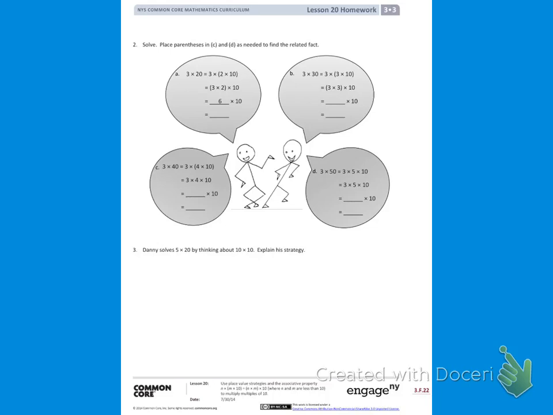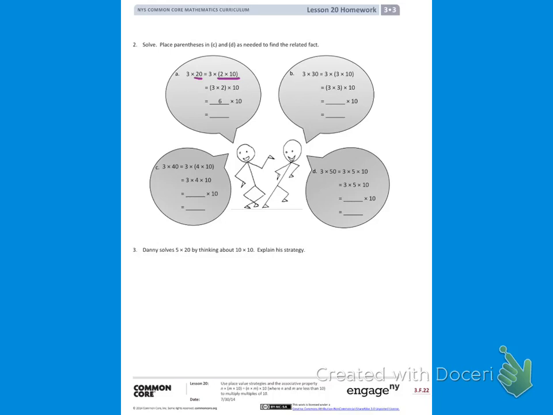Let's look at that row. The original problem, 3 times 20, was rewritten to be 3 times 2 times 10. Because it is easier to multiply by 10 than 20, the problem was rewritten this way. Because 2 times 10 is the same as 20. Now with the associative property of multiplication, we can move those parentheses.